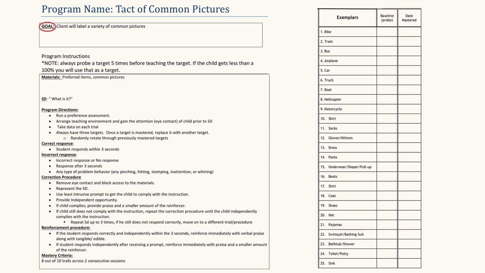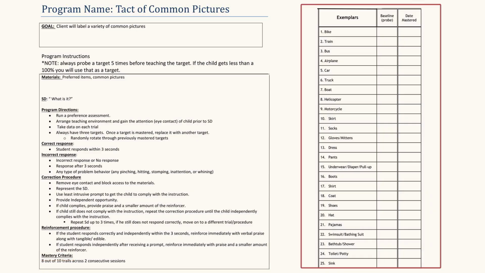The goal is the long-term objective that the analyst hopes to achieve. The analyst then provides explicit instructions for carrying out the plan. These instructions include materials needed, discriminative stimulus, SD, program instructions, correction procedure, reinforcement procedure, mastery criteria, and a target behavior list.